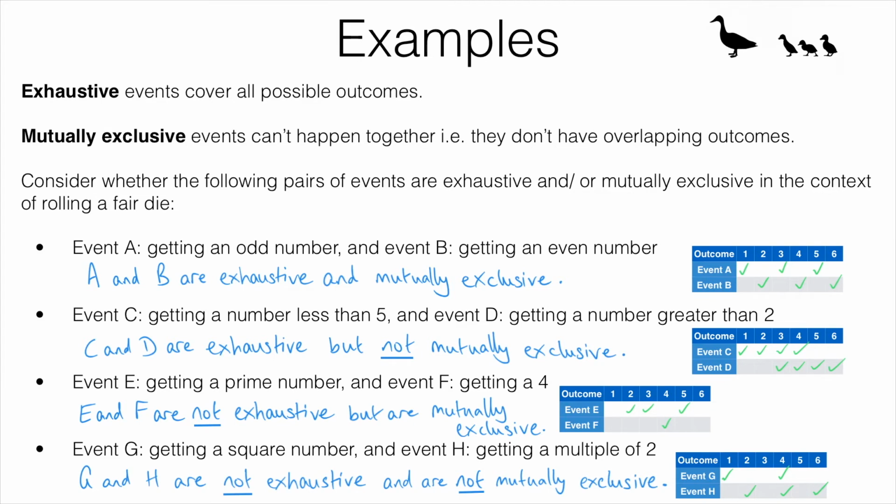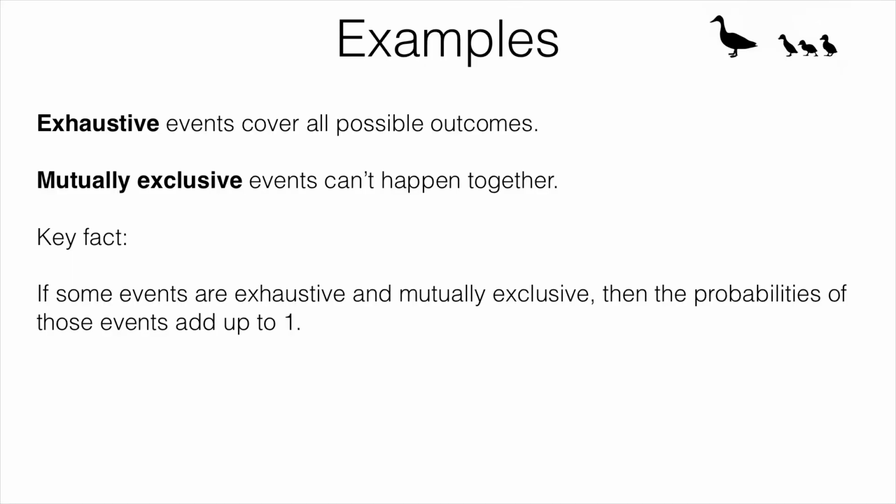We're going to put them together to come up with a fact that builds on what we said about the probabilities of all possible outcomes adding up to 1. Here's the key fact. If you've got some events and those events are exhaustive and they're mutually exclusive, then the probabilities of those events add up to 1. This basically means that those events have collections of outcomes so that none of those outcomes overlap, but they do cover all the possibilities. So it fits in with what you already know.